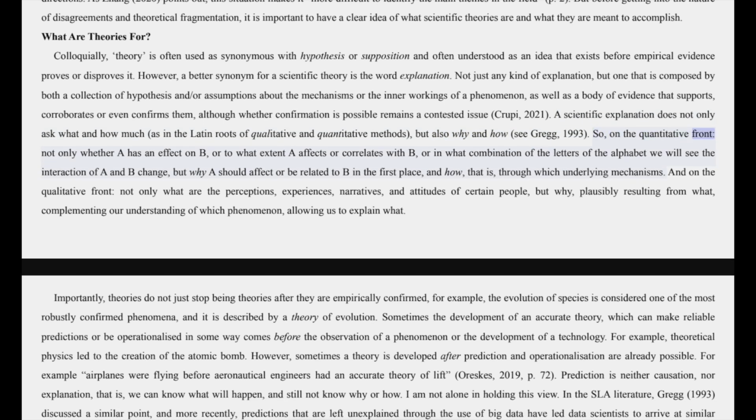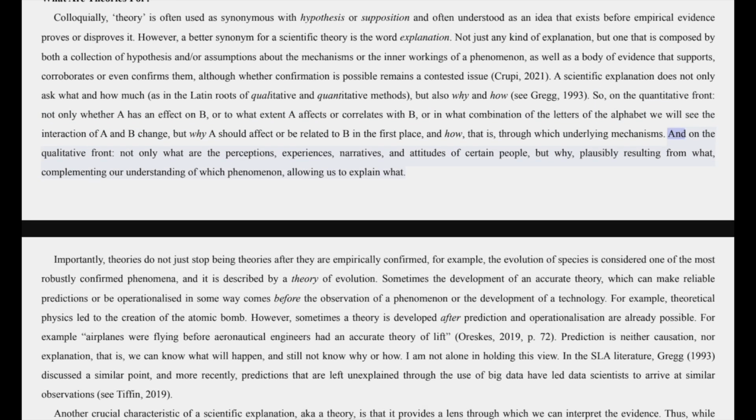So, on the quantitative front, not only whether A has an effect on B, or to what extent A affects or correlates with B, or in what combination of the letters of the alphabet we will see the interaction of A and B change, but why A should affect or be related to B in the first place, and how, that is, through which underlying mechanisms. And on the qualitative front, not only what are the perceptions, experiences, narratives and attitudes of certain people, but why, plausibly resulting from what, complementing our understanding of which phenomenon, allowing us to explain what.